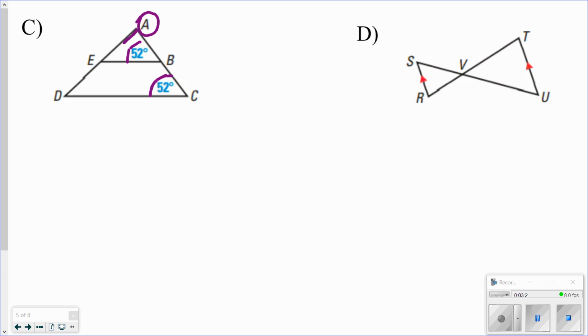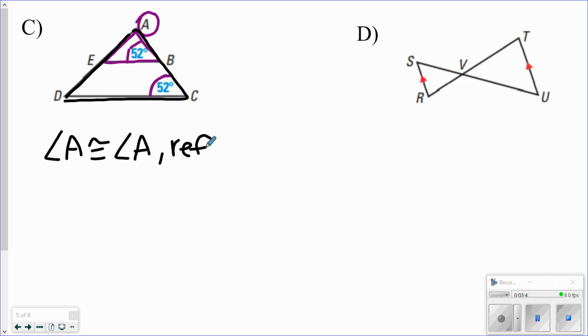So we have the small triangle here, which includes angle A, and this large triangle, which also includes angle A. So this would be the reflexive property. They both share angle A, so that means that they are congruent to each other with the reflexive property. So is this enough information? Yes. Why? The angle similarity theorem.